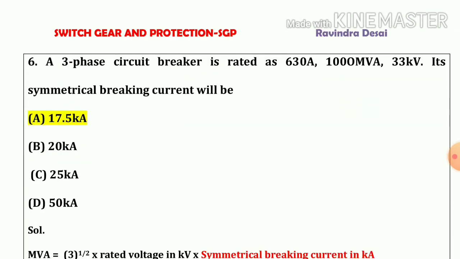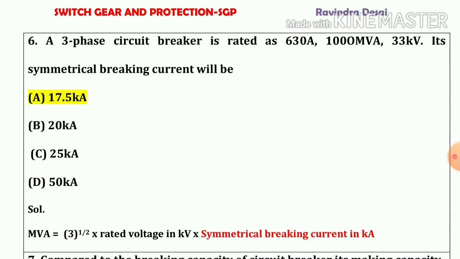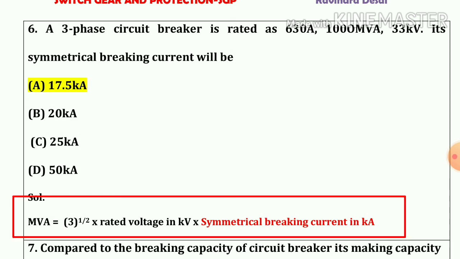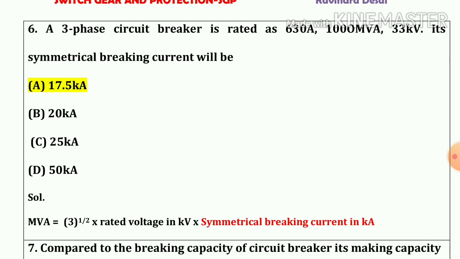Now question number 6. A three-phase circuit breaker is rated as 630 ampere, 1000 MVA, 33 kV. Its symmetrical breaking current will be? We already discussed the equation for symmetrical breaking current. Symmetrical breaking current is equal to MVA divided by √3 multiplied by rated voltage in kV. We put in the values, and based on that we get the answer 17.5 kA.